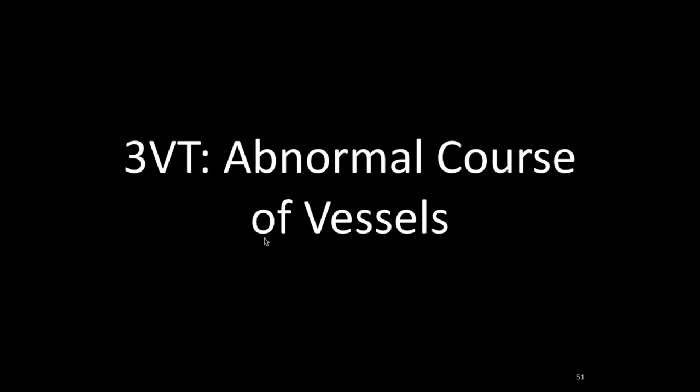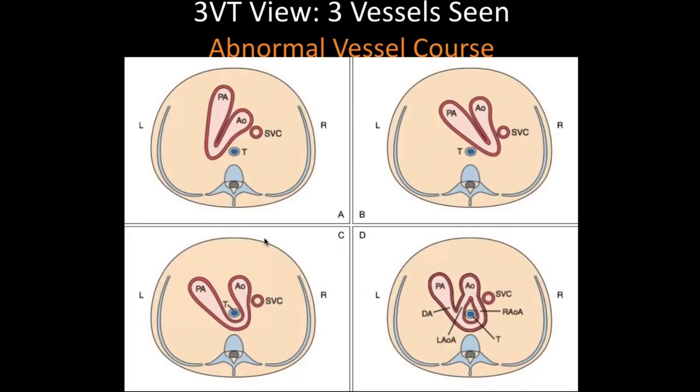All right, so now I want to talk about the course of the great vessels as they come out of their respective chambers. This is the normal three-vessel trachea view. Both the ductal arch and aortic arch are to the left side of the trachea. They can both be on the right side, and this is called right aortic arch and right ductal arch. Okay? One could be on the left side and one could be on the right side. This could be a right aortic arch and a left ductus arteriosus.